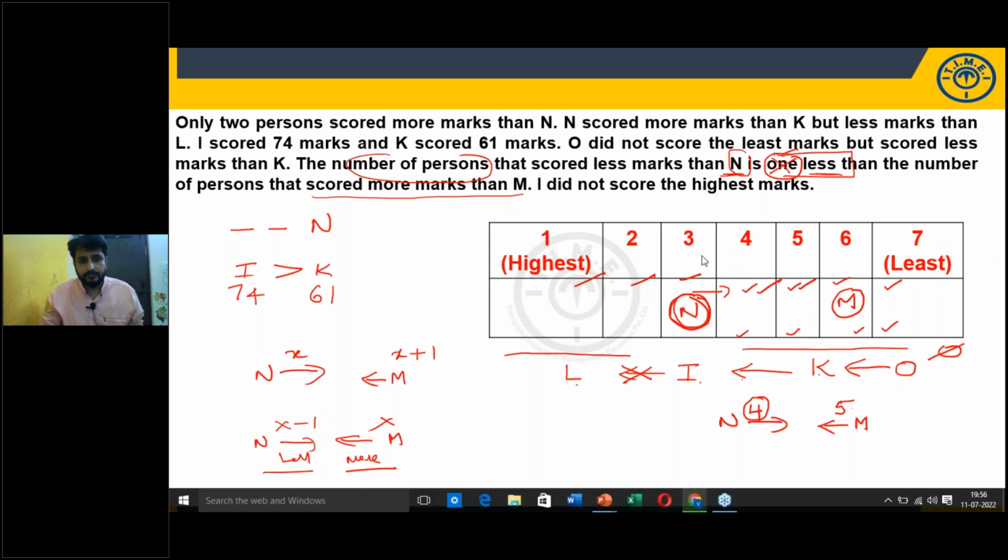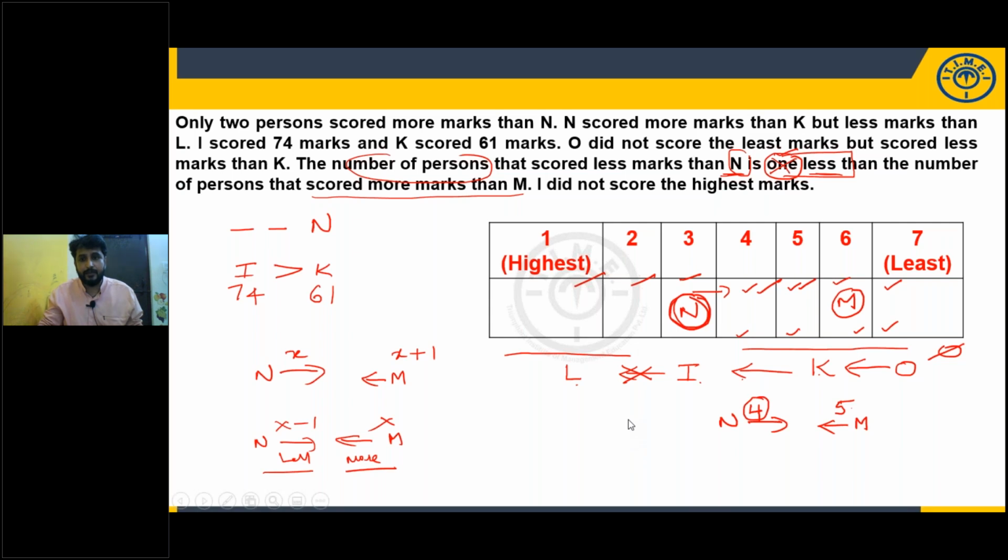Is it clear now? So don't read it as just less than. It is 1 less than. You have to be careful.